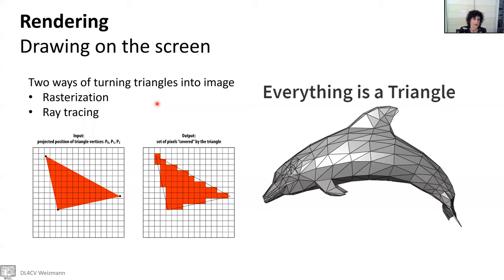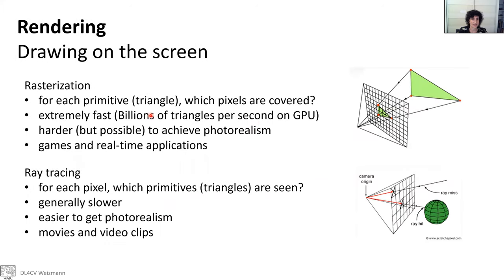Okay. So this is an example of rasterization. You have a triangle that you want to project to the screen, and you ask which set of pixels are covered by this triangle. This is rasterization, and I would like to explain the difference between rasterization and ray tracing. Rasterization means the following: for each triangle in the 3D scene, I'm asking which pixels are covered by this triangle, like here.